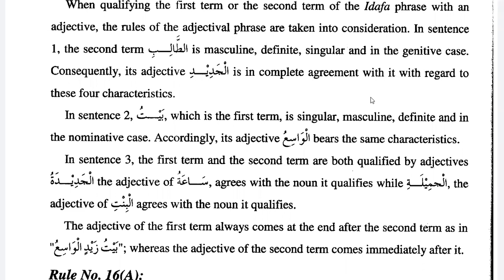In sentence three, the first term and the second term are both qualified by adjectives. Al-jadidatu, the adjective of sa'atu, agrees with the noun it qualifies. Al-jamilati, the adjective of al-bint, agrees with the noun it qualifies. The adjective of the first term always comes at the end, as in Baitu Zaidin al-wasi'u, whereas the adjective of the second term comes immediately after it.